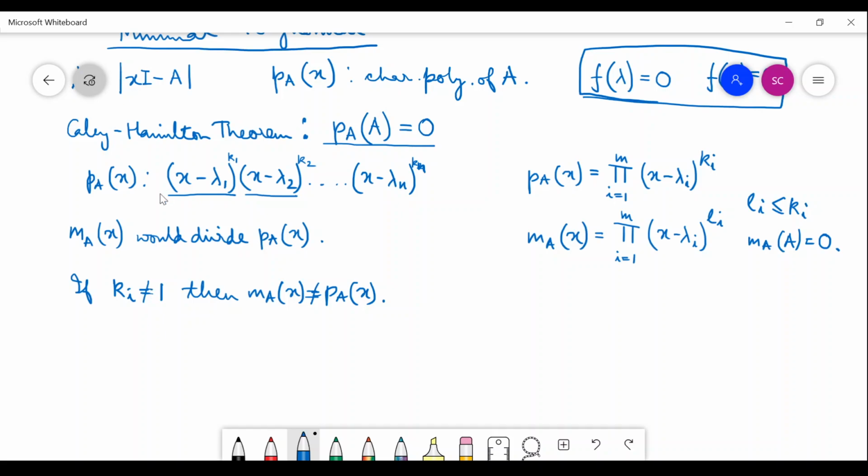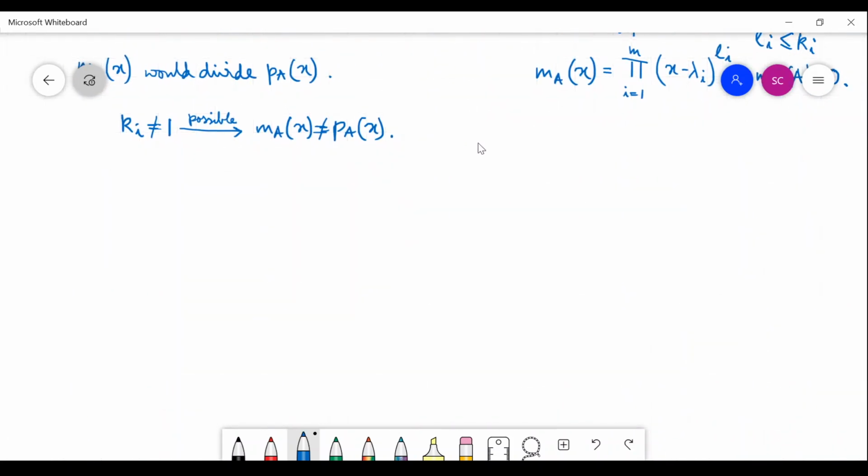So I cannot say an if-then relationship. Now there is a possibility. Ki not equal to 1 makes this possible. Whether the minimal polynomial is really unequal to the characteristic polynomial, one has to look into it. One has to actually evaluate it. Let's jump into an example and see what is happening.